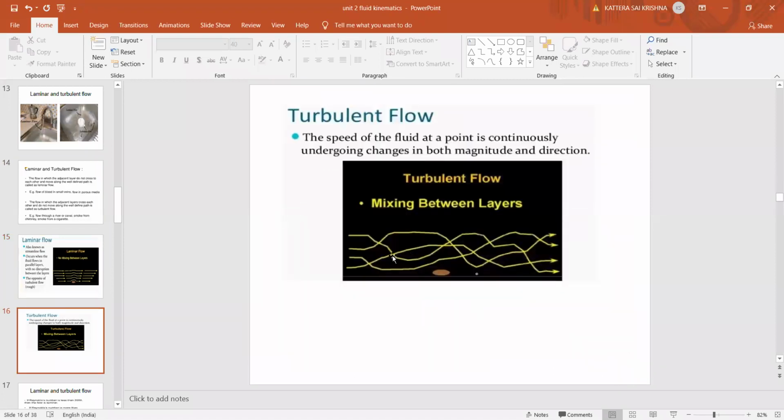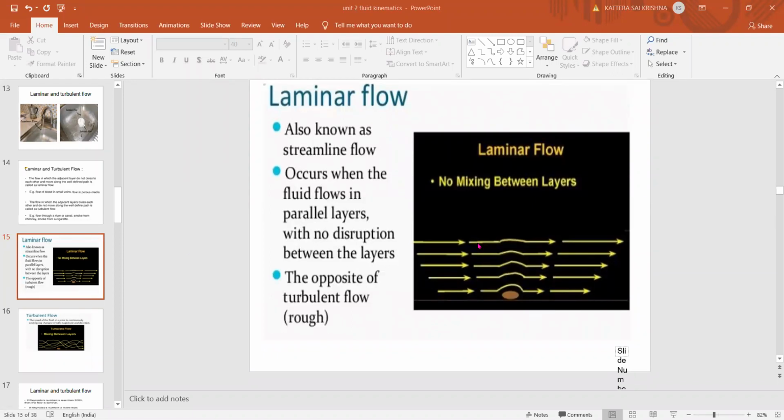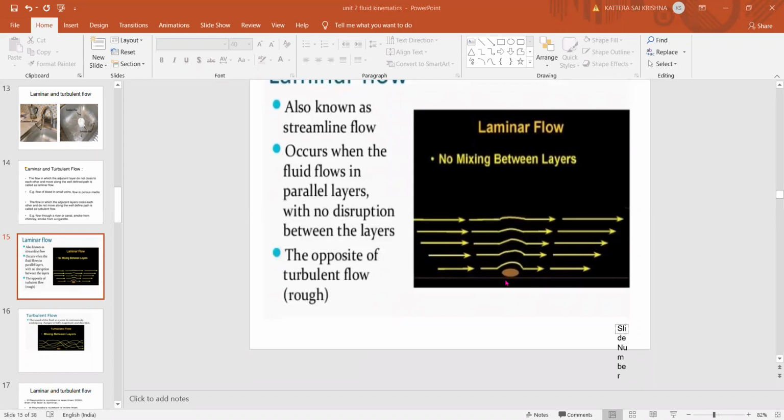In turbulent flow, these are the lines you can see. One is overlapped with the other, nothing but they are going in a zigzag manner. We cannot see parallel lines like this. So that is your turbulent flow.